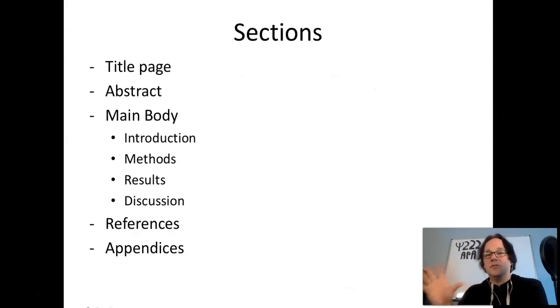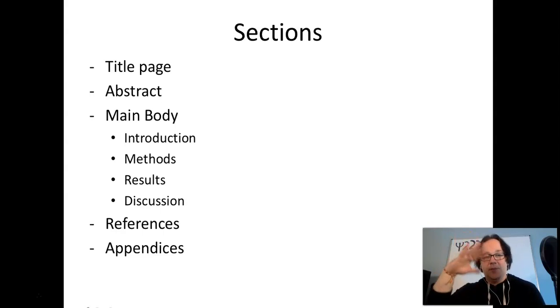So what are the sections that are involved in an APA research paper? We have our title page, and we're going to go through all of these sections individually, but we start off with the title page, followed by the abstract, so that's its own section, it gets its own page. Then we have the main body of the paper, and the main body is made up of different subsections that don't get their own page.